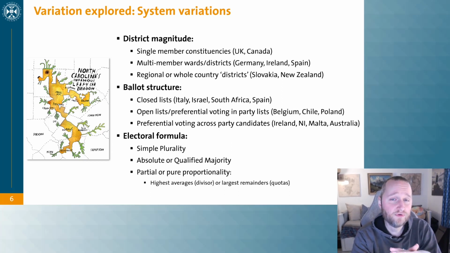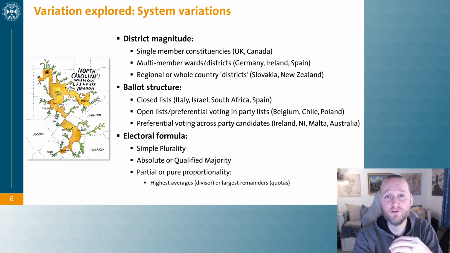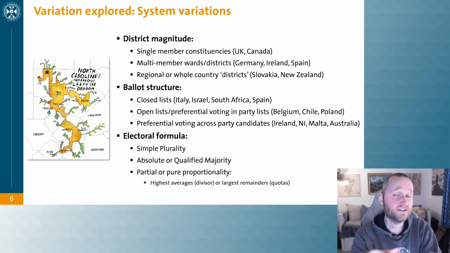Electoral formulas, of course, can vary. Are we only looking at simple pluralities? So do you just need to have one more vote than the second placed person? Or do you have to achieve some form of absolute or qualified majority? And are the proportionalities that we're looking for in proportional systems, for example, partial or pure? These are not the most interesting bits of variation, so I'm just going to skip them.